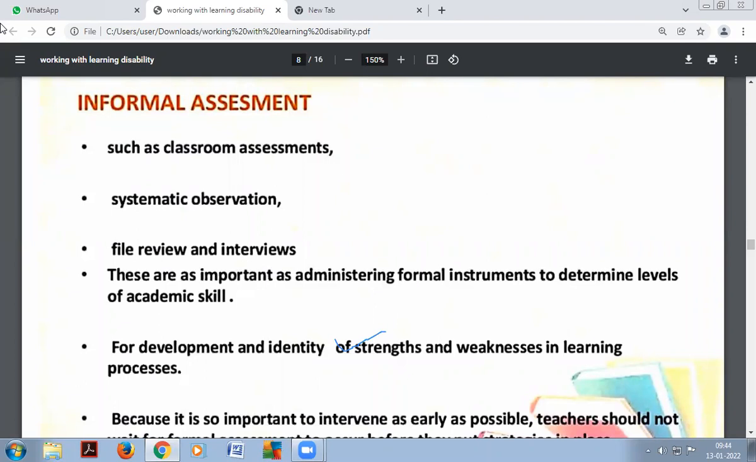Okay, now file review and interviews. Now you will have to take an interview of the students, why they are suffering from these types, and you can suggest some remedies for the students. Next, these are as important as administering formal instruments to determine levels of academic skill, for development and identification of strengths and weaknesses in the learning process. By doing so, you are able to identify strengths and weaknesses of the learning process.